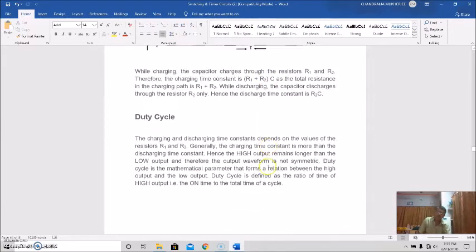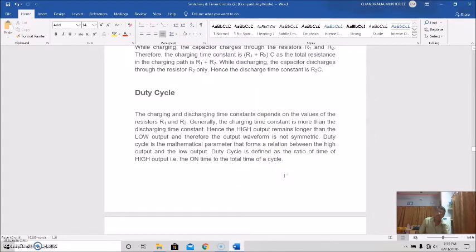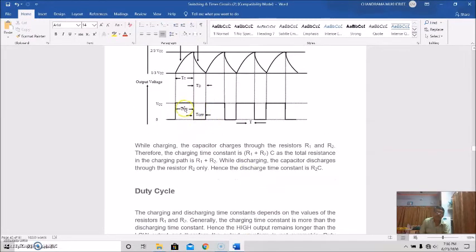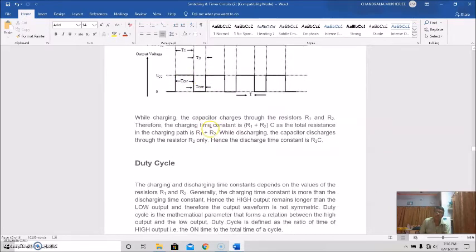Now we'll talk about the duty cycle. The charging and discharging time constants depend on the values of the resistors R1 and R2. Generally the charging time constant is more than the discharging time constant, because the charging time constant is R1 plus R2 into C. Hence the high output remains longer than the low output, whereas the discharging time constant is R2 into C, and therefore the output waveform is not symmetric, as we have seen. This is more, this is less.